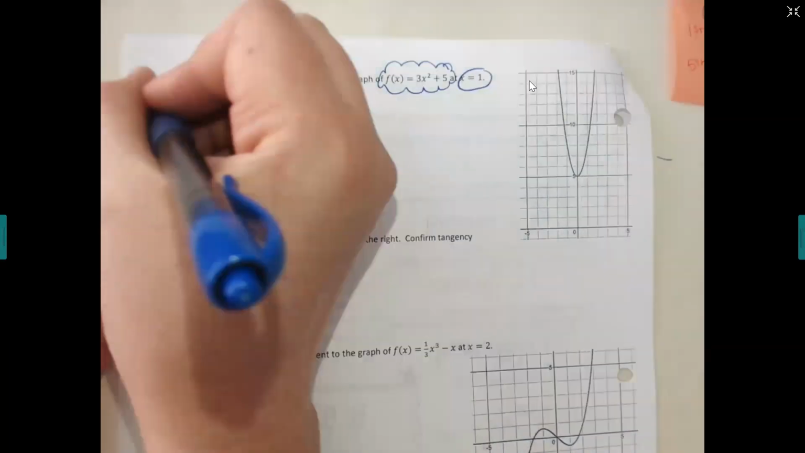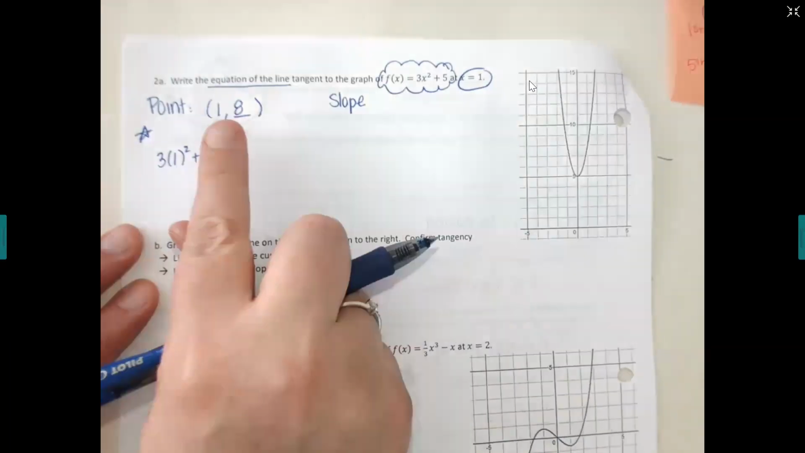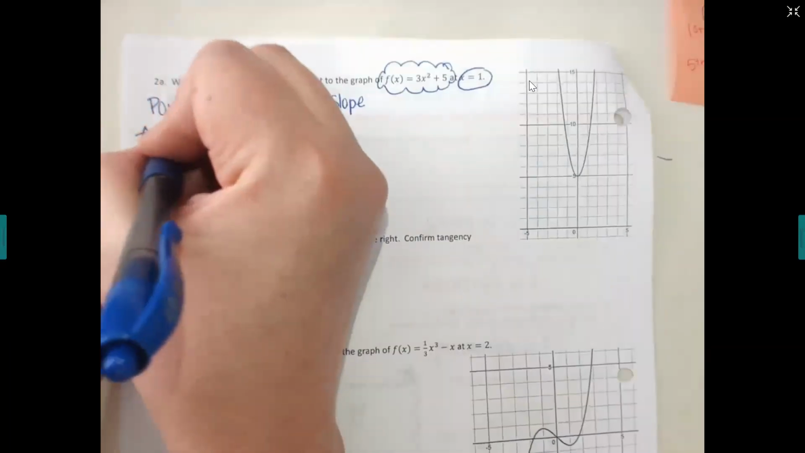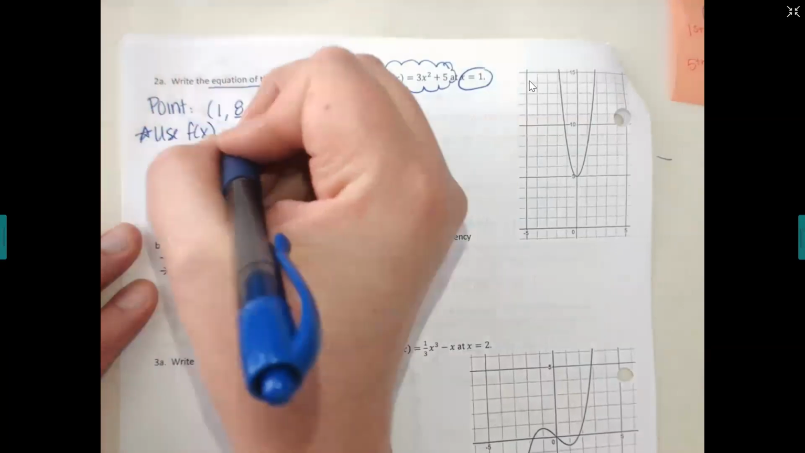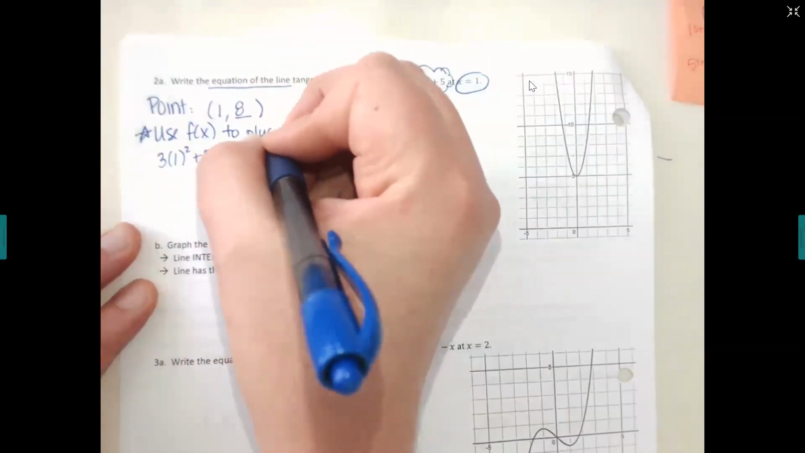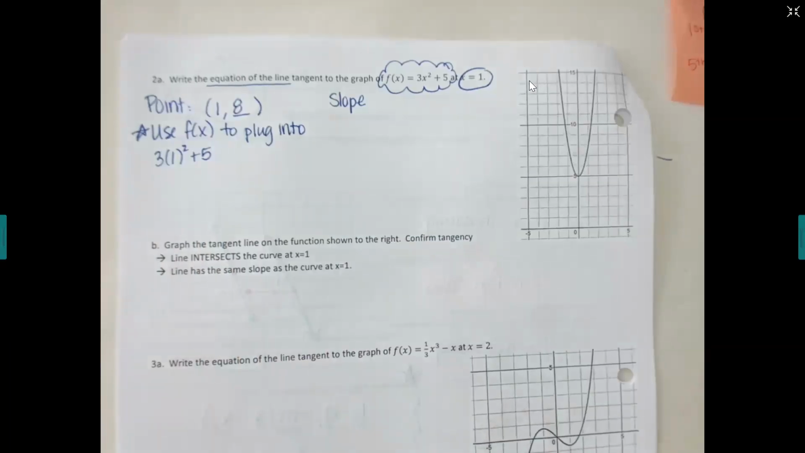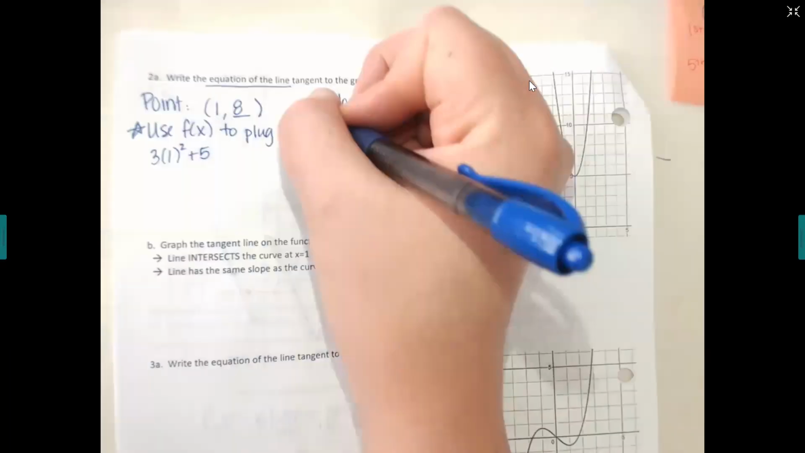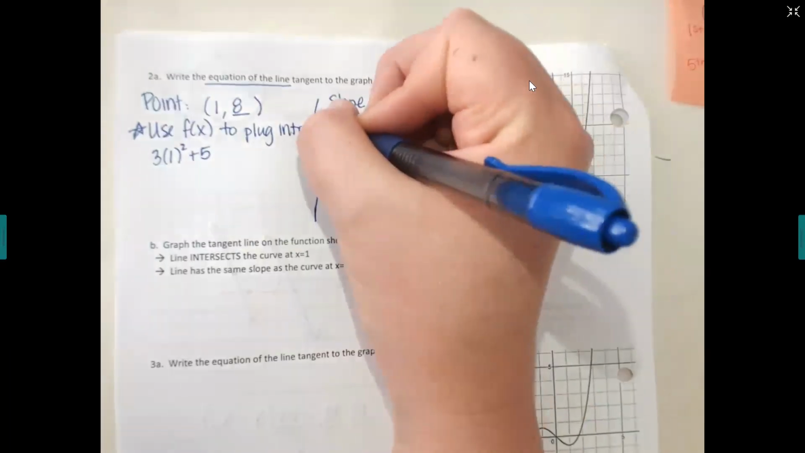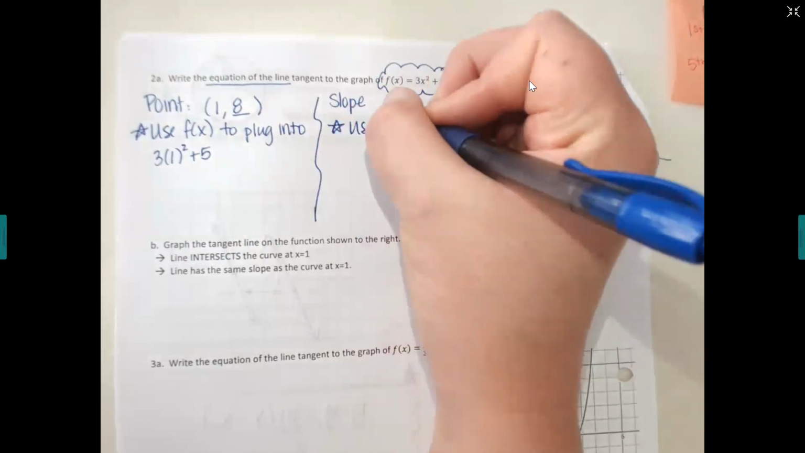Now I want you to make a little note here that when you are completing the point, you're using f of x to plug into. Okay, regular f is going to give you your y value. Okay, but now that I want my slope, that's my second ingredient, I'm going to have to take the derivative. So we learned how to do this last class. Okay, but for slope, I'm going to need to use f prime of x.